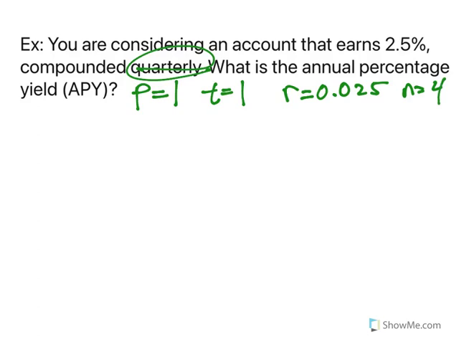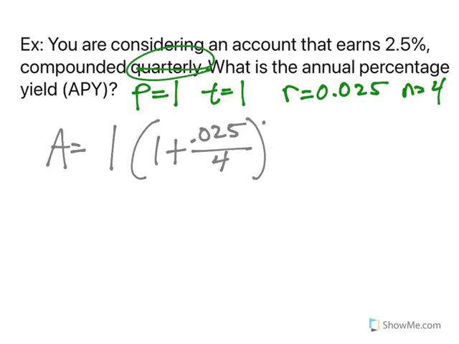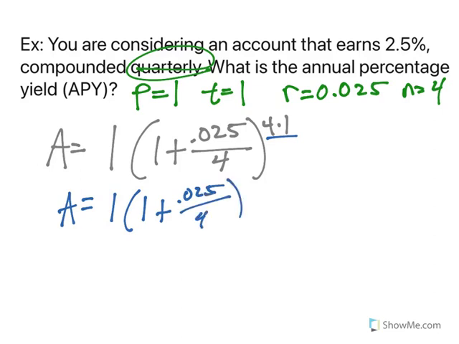So remember, step 1, assume P is 1, and use the compound interest formula for 1 year. So we're going to have the ending amount equals principal of 1 times (1 plus our rate, 0.025 over 4) raised to the 4 times 1 power. Now, 4 times 1, my exponent is just 4. When I multiply anything by 1, it's just 1. So I get A equals 1 times (1 plus 0.025 over 4) raised to the 4th power.